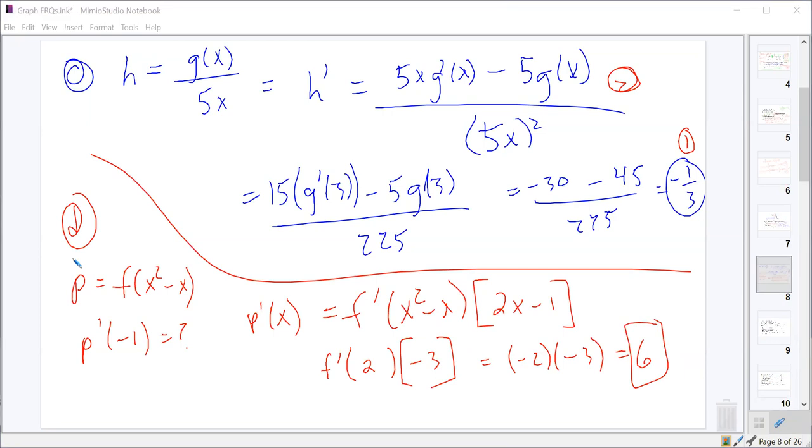And this was, again, worth 3 points, 2 for the value of p prime of x and 1 for the value of p prime of -1. Any questions there? Anybody?